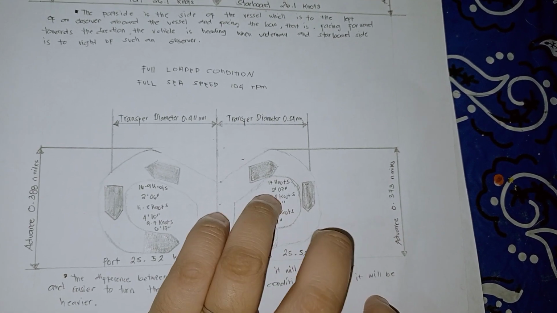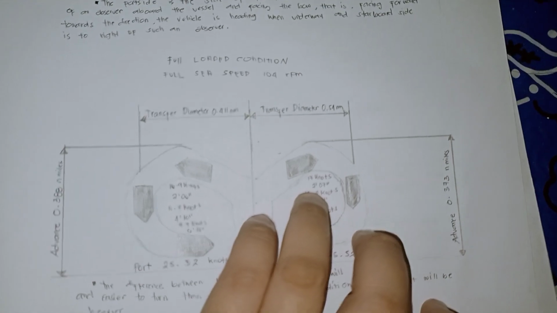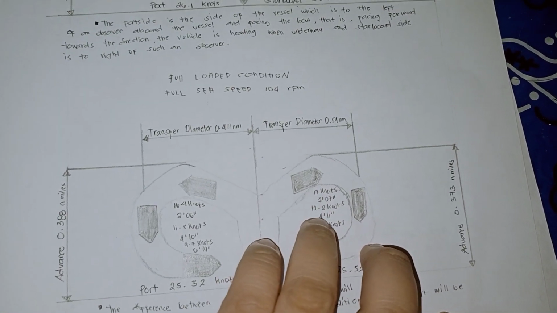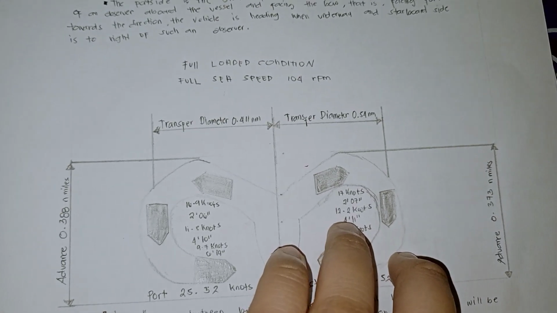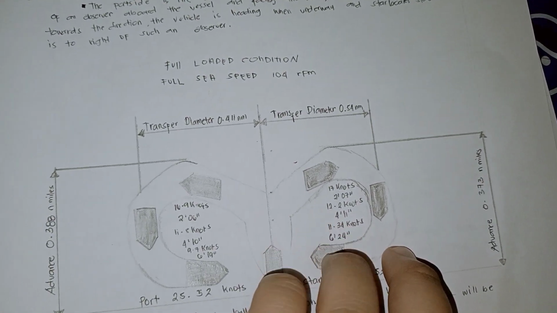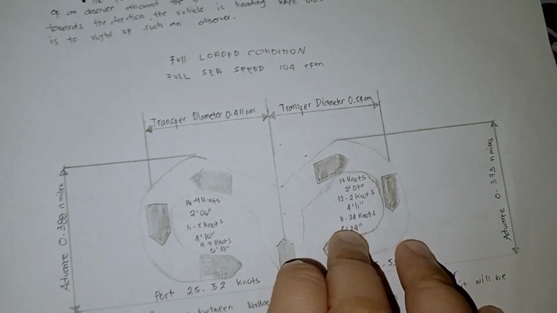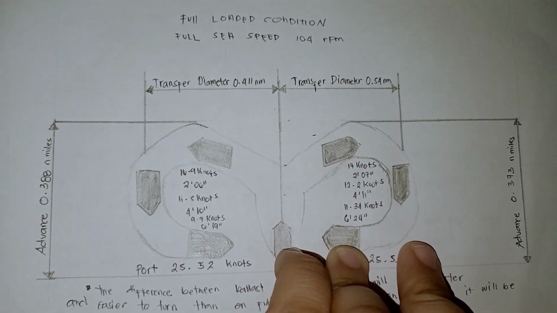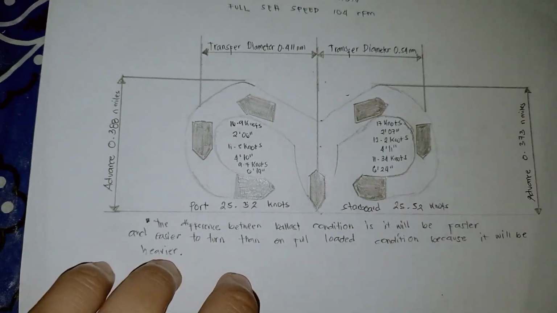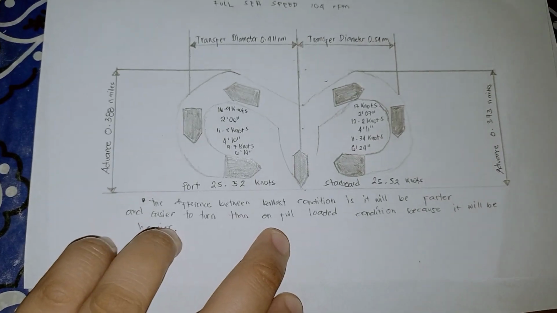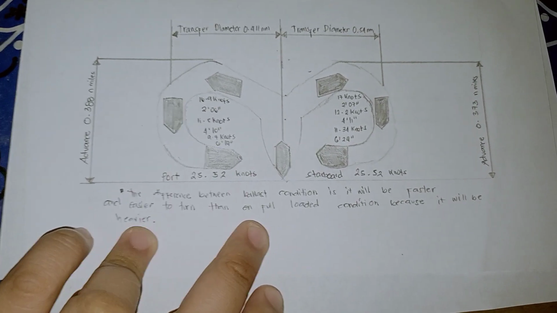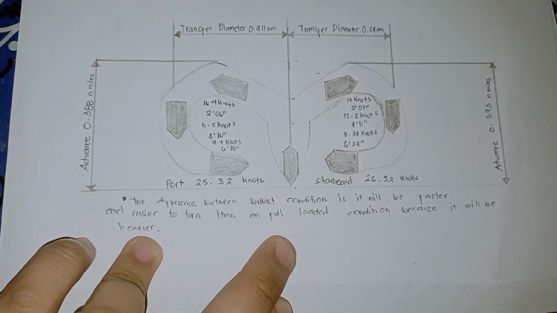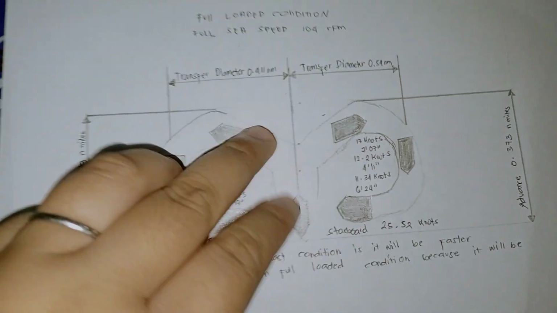For our advance, 0.373 nautical miles, we have 17.0 knots, 2 minutes 07 seconds, 12.2 knots. We have 4 minutes 11 seconds. We have 11.34 knots, and 6 minutes 24 seconds. So the difference is that the ballast condition will be faster and easier to turn than the full loaded condition because it will be heavier.